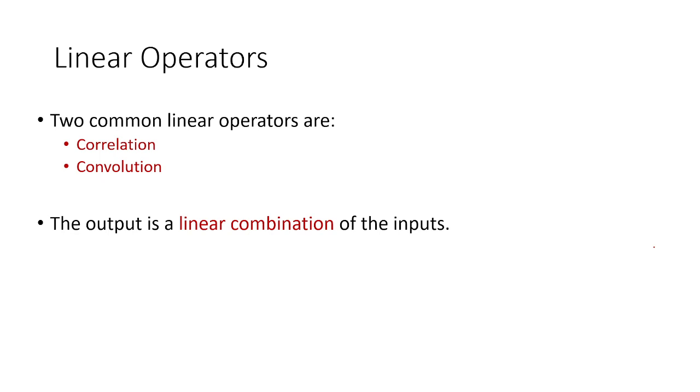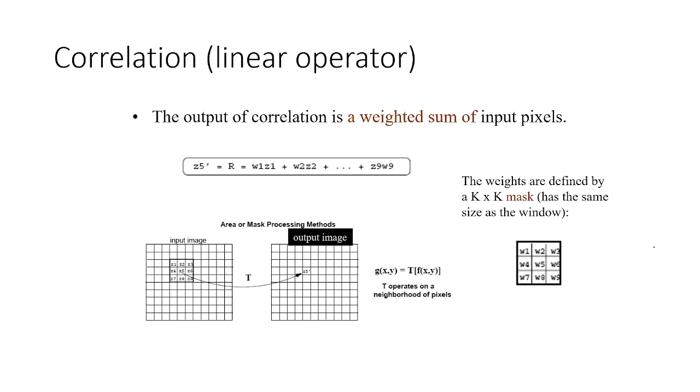One is correlation, another one is convolution, to get a linear combination output for the input images. So let's understand what correlation is, a linear operation, and how this filtration is applied.